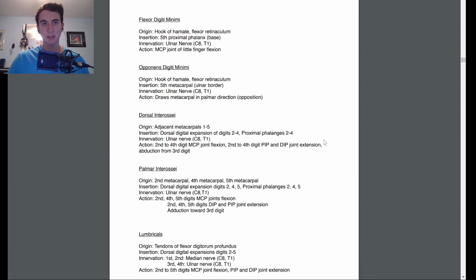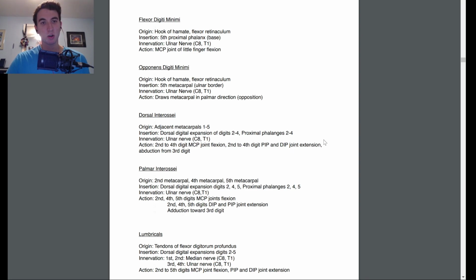Next up is the flexor digiti minimi. It originates at the hook of hamate and the flexor retinaculum. It inserts at the fifth proximal phalanx base. The innervation is the ulnar nerve from C8 and T1, and the action is MCP joint of little finger flexion.